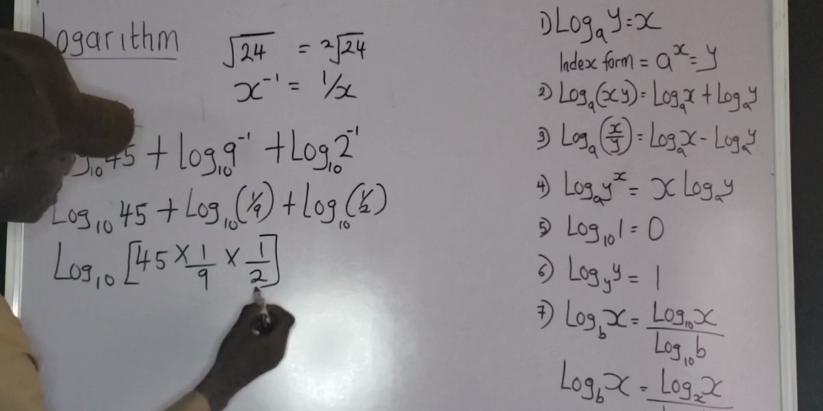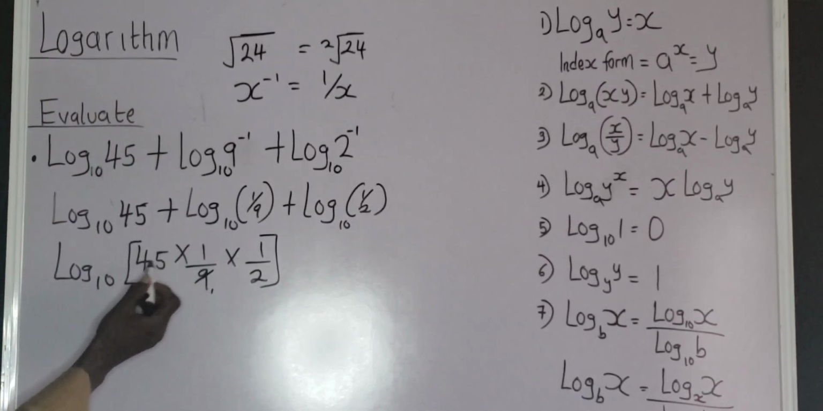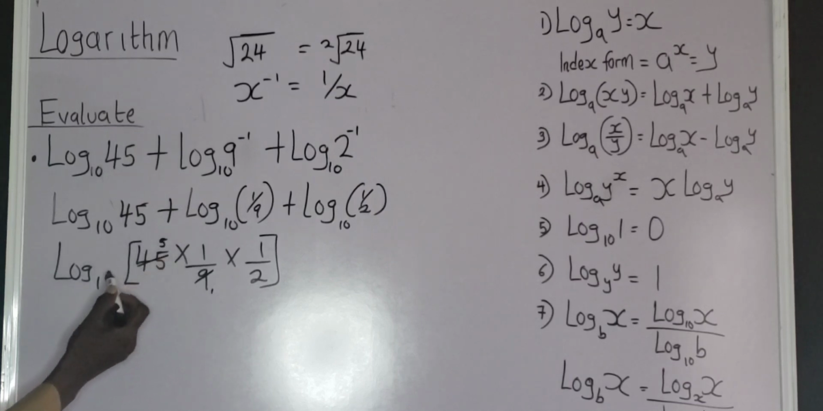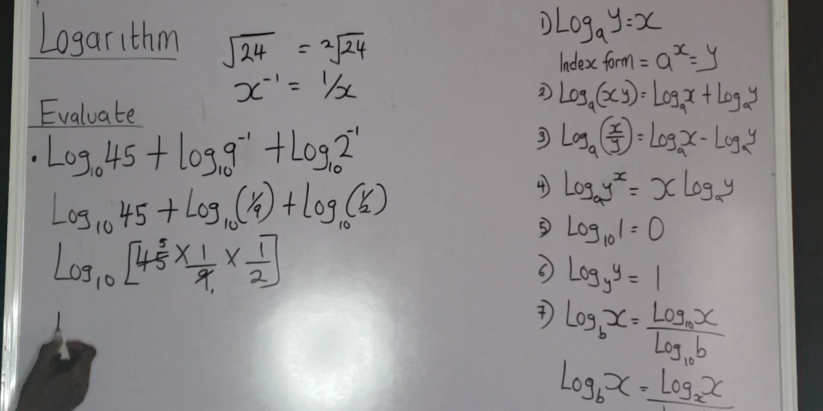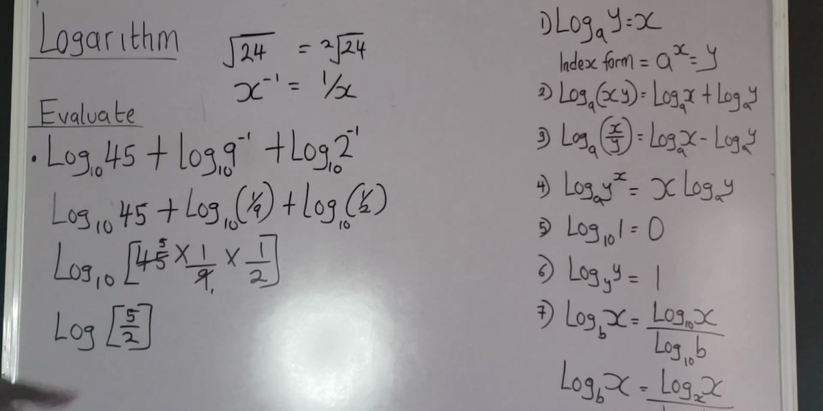Do you understand? So let's start with this. Here, 9 into 45 gives 5. So this is log 5 over 2. Do you understand it to this point? Oh, let me put the base. Log 5 over 2 base 10. Do you understand? So this is the simplified form of this question.